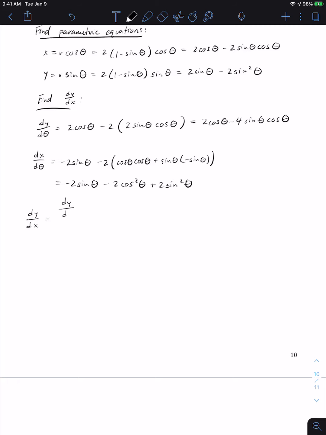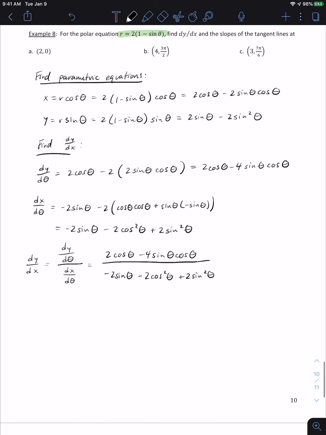So I know my y, I know my x, so my general dy over dx now is dy over d theta and then dx over d theta, right? Because they're parametric equations. So my y is 2 cosine theta minus 4 sine theta cosine theta, over top of my x, which is minus 2 sine theta minus 2 cosine squared theta plus 2 sine squared theta. So that is my derivative, my dy/dx.